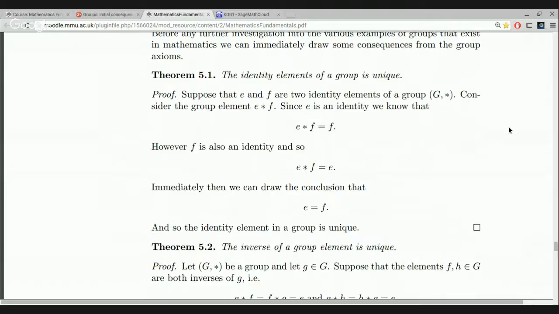Now, it's pretty obvious when you think of addition of numbers. So 0 is the identity element for addition of numbers. And you think about it a bit, we're fairly sure that there's no other number that when you add it to every other number, it doesn't change the other number. That number has to be 0. But it's less obvious in other examples.